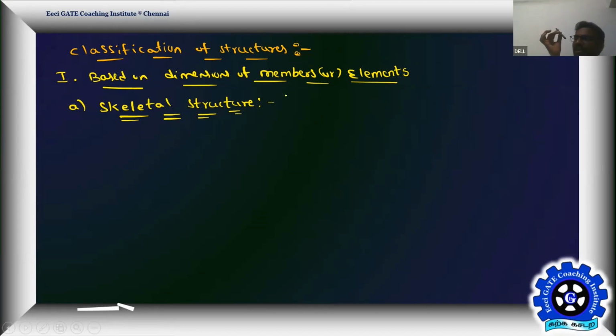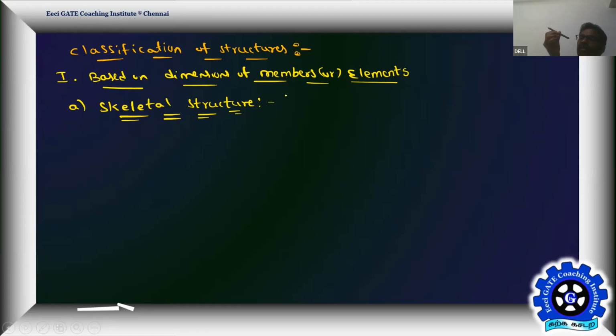So in a structure, if the element, whatever we take out, has one dimension very predominant when compared to other dimensions, I'm repeating the same thing. What does skeletal structure mean? It is a structure in which the elements have one dimension predominant when compared to other dimensions. One dimension is very, very large when compared to its other dimensions. Such kinds of structures are called skeletal structures, basically.